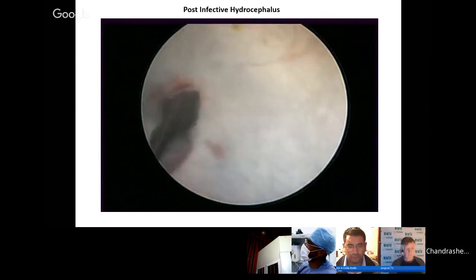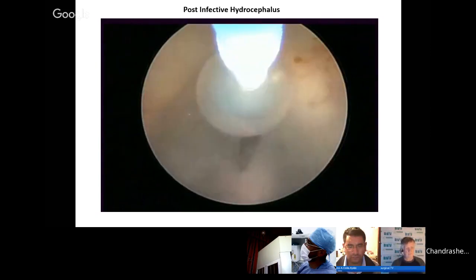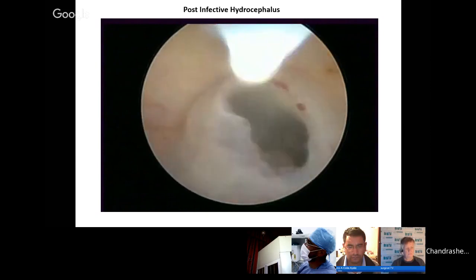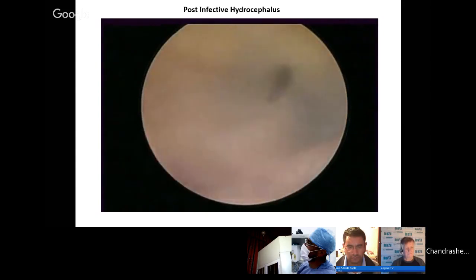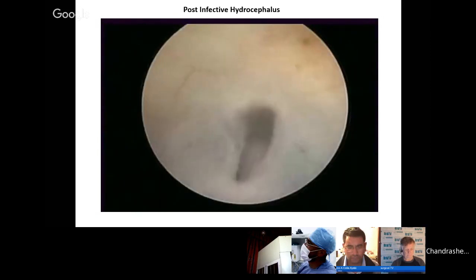So in post-infective patients also, it may work out well if you have a burnt out disease and if you have a good opening into a clean prepontine space. It may not always be possible, and we feel that in our hands it is about 30 to 40% of patients where you can do it in post-infective hydrocephalus.